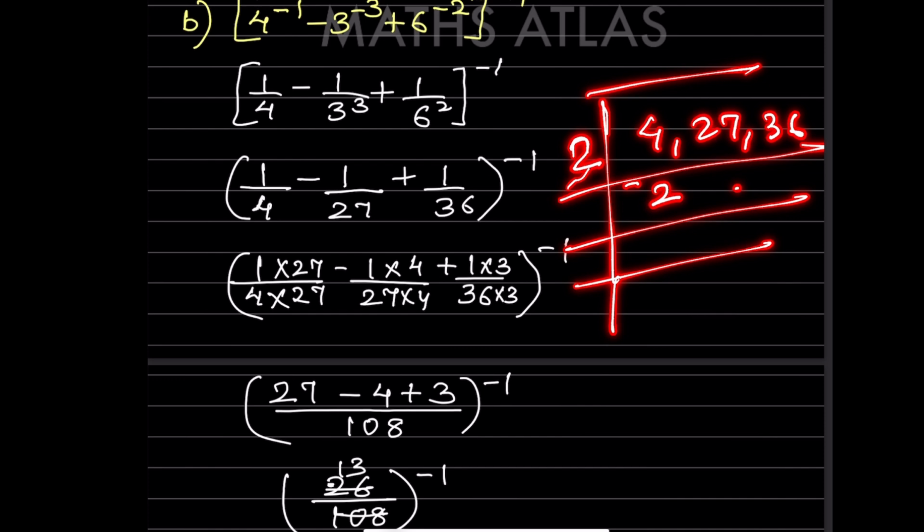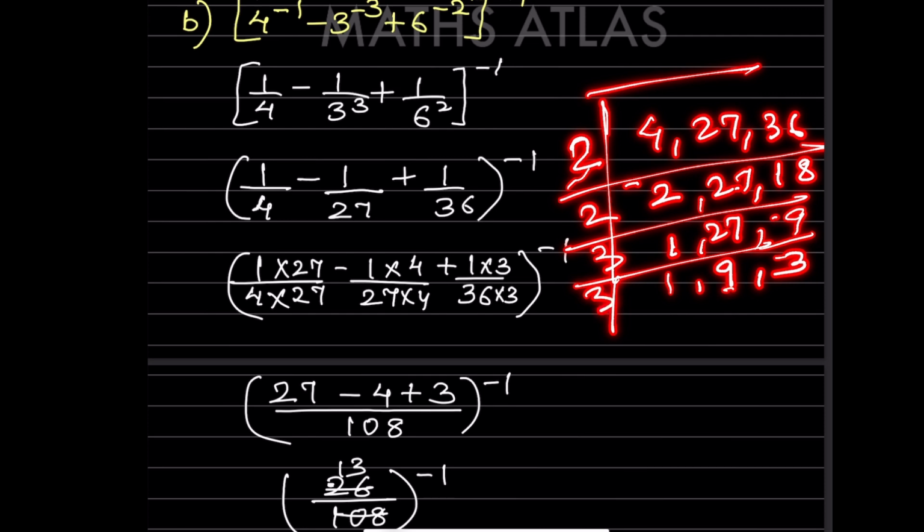Here will be 18. Here will be 27 as it is. Again, 2 ones are, 2 nines are, and this 27 as it is. So now this doesn't go with 2, so 3. 3 threes are, 3 nines are 27. Again 3 threes are, and 3 ones are, and 3 ones are. So 3 threes are 9, 9 threes are 27, 27 twos are 54, 54 twos are 108.